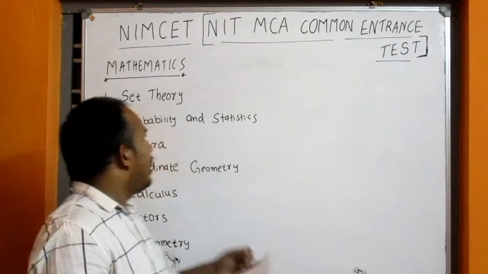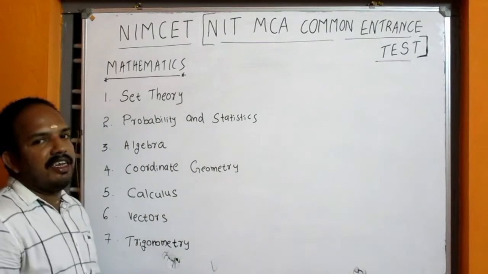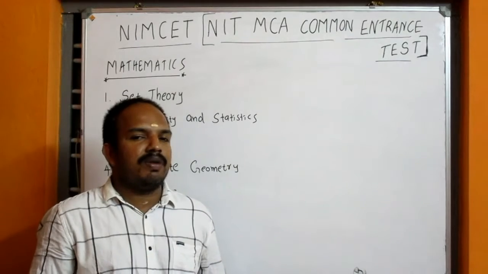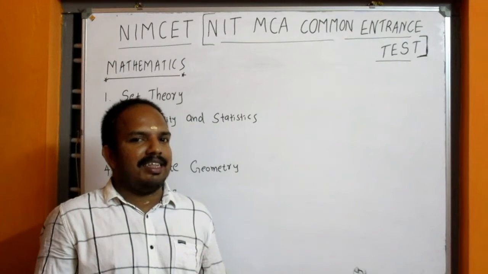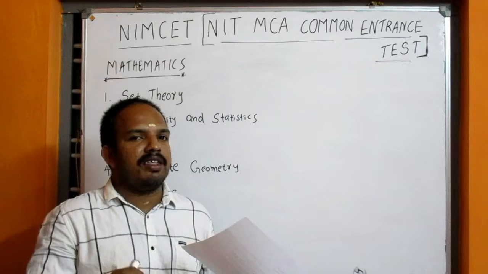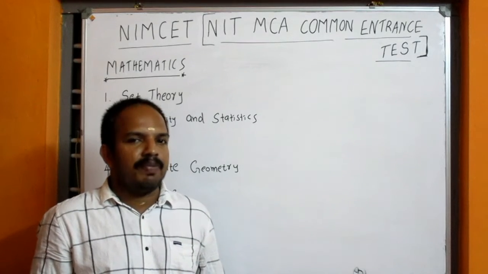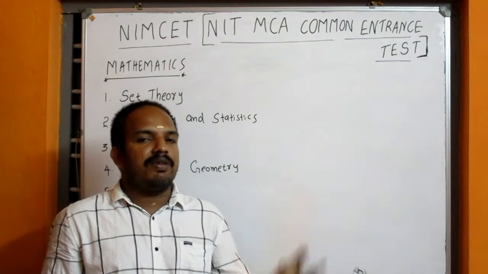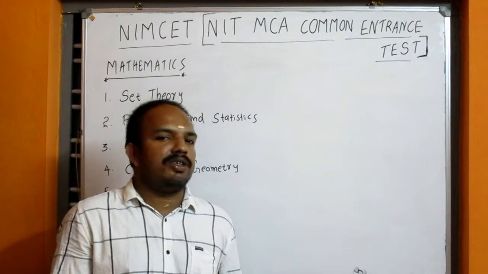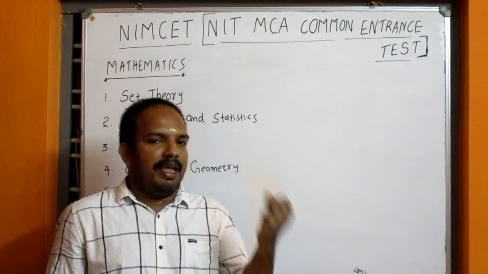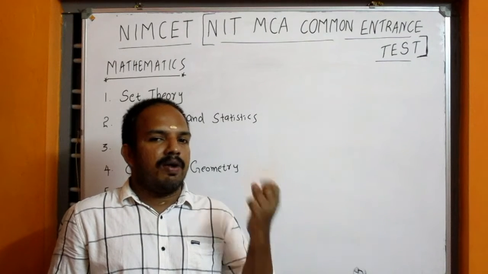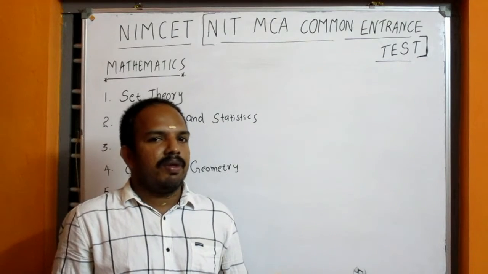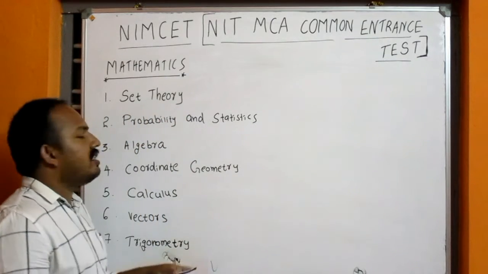Okay. And the second section is probability and statistics. In probability, what are the basics of probability? Probability means chance. So what are the basic formulas, basic problems of probability? And in statistics, it includes measures of central tendency and measures of dispersion. That means mean, median, mode, and quartile deviation, standard deviation, and variance, etc. Okay. And the third section is algebra.